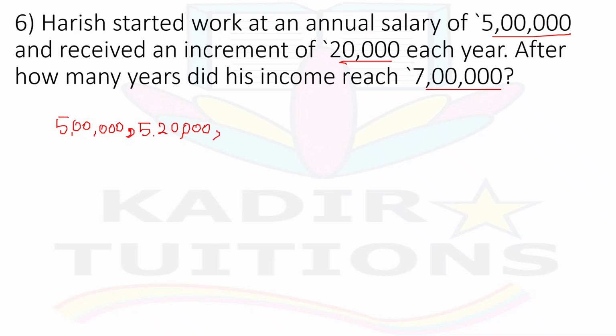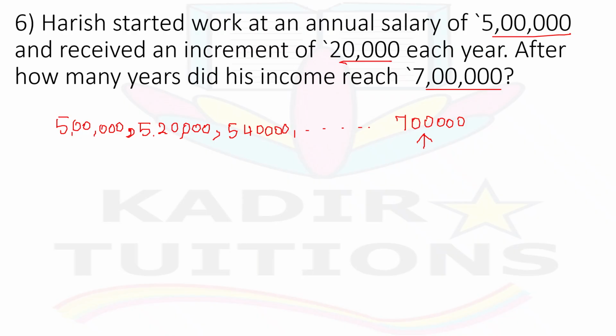What about the third year? It's going to be 5 lakh 40,000. And like this it keeps on going. At last he is actually going to reach the income of 7 lakh. So this is our statement. Now we need to find how many years it will take to reach 7 lakh.